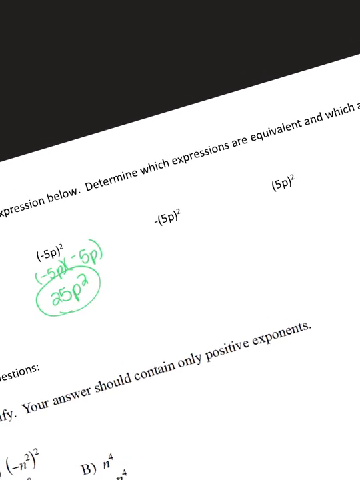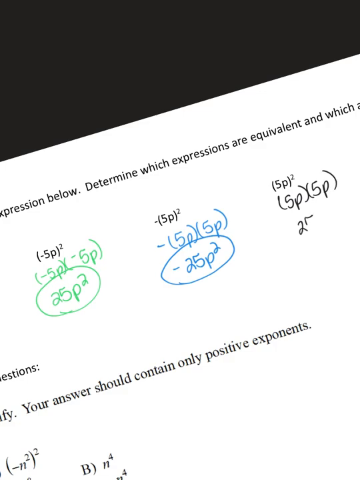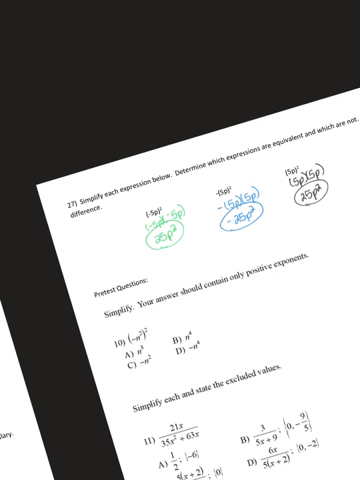Okay, versus this version right here, the middle version, which is the opposite of 5p times 5p. Because that negative sign is out in front, it really means the opposite. So now we've got 5 times 5 is 25, p times p is p squared, but that negative is still hanging out in front. So that version is negative 25p squared. And then finally we have the positive version, so this just means 5p times 5p, and that's 25p squared. Okay, so which two expressions are equivalent?